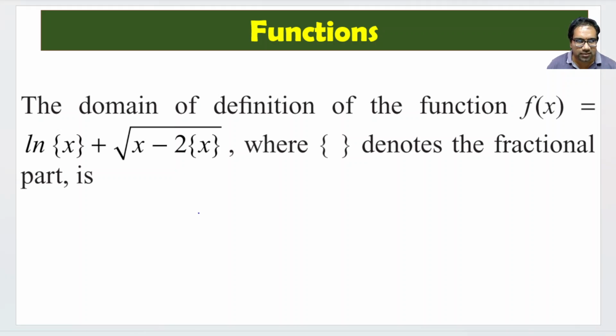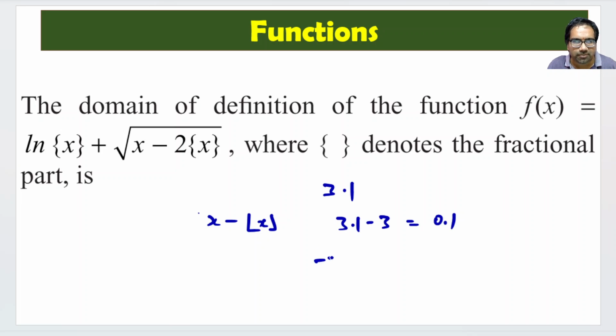We have this function: ln of the fractional part of x, plus the square root of (x minus 2 times the fractional part of x). What is the fractional part of x? The fractional part of x is x minus the greatest integer function of x. What does that mean? For example, x is 3.1. Then this becomes 3.1 minus 3, which is equal to 0.1.